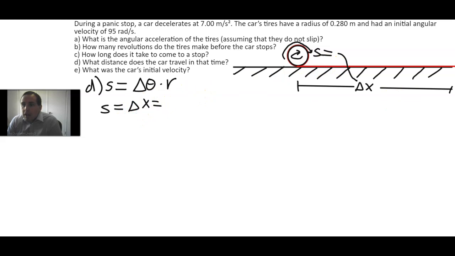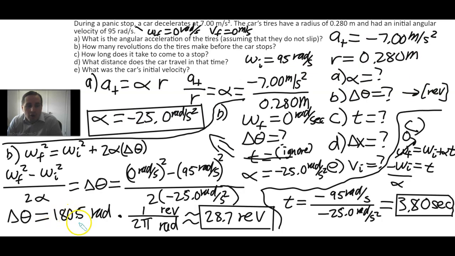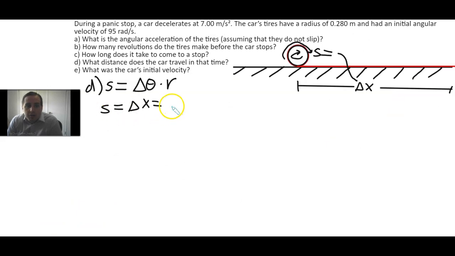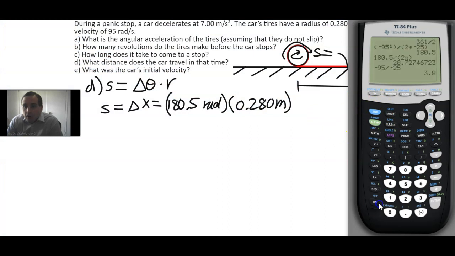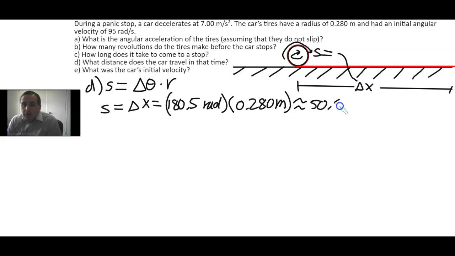So delta theta in radians from the previous board, we saw that to be 180.5 radians. And we multiply that by the radius of 0.280 meters. So let's go ahead and calculate that. So we need 180.5 multiplied by 0.280. So we get 50.54 meters. Let's round that to 50.5 meters because of the uncertainty with the significant digits.